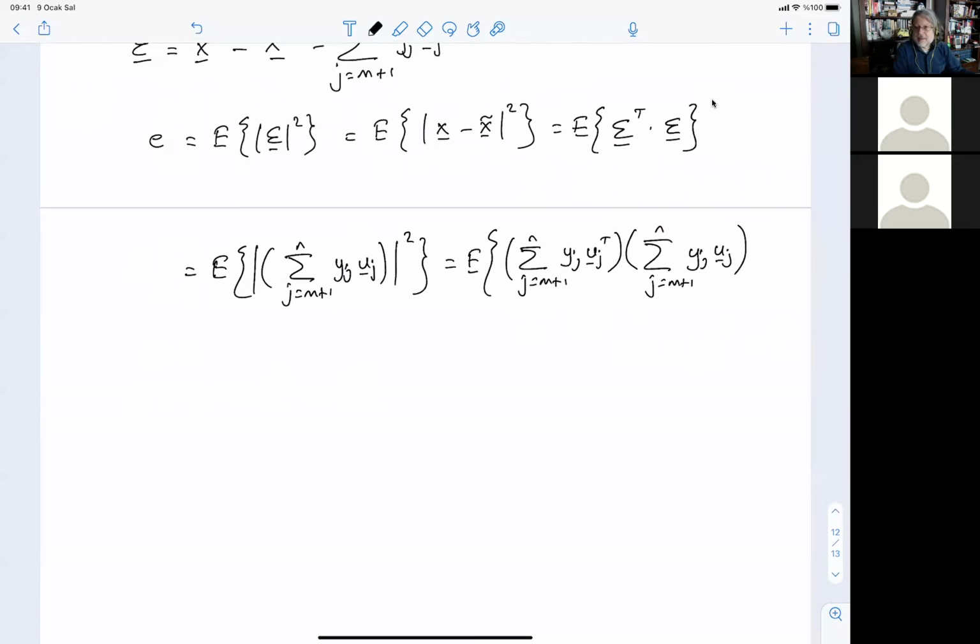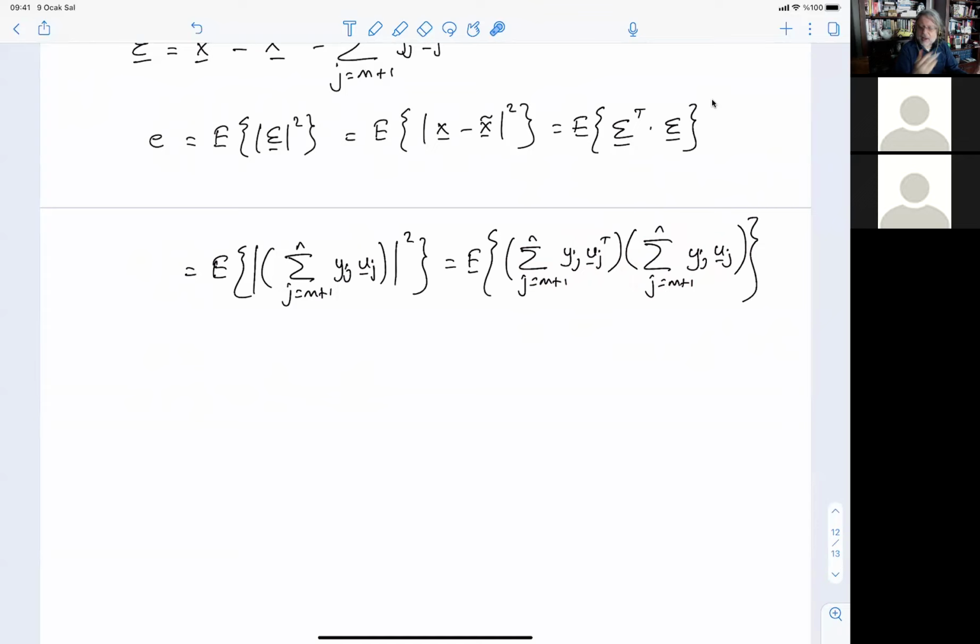Okay, this is how we write epsilon transpose times epsilon, error transpose times error. So it's an interesting summation, multiplication of two summation terms inside the expected value. So how do we multiply two summation terms? We multiply one by one, right?